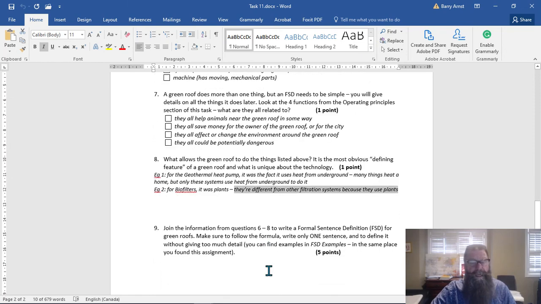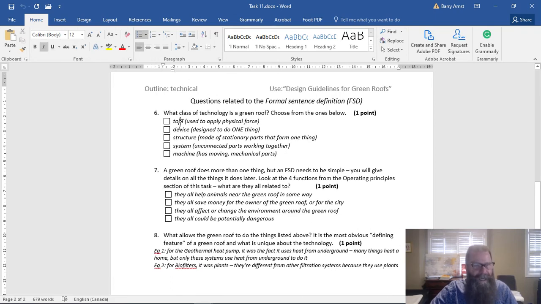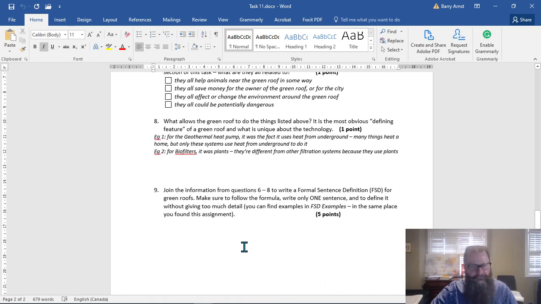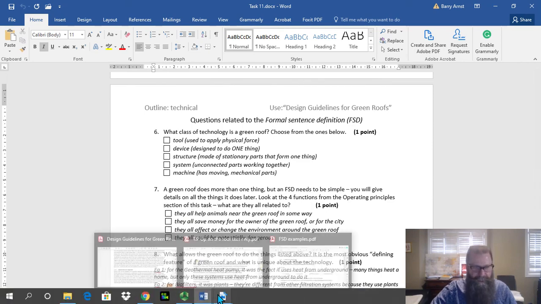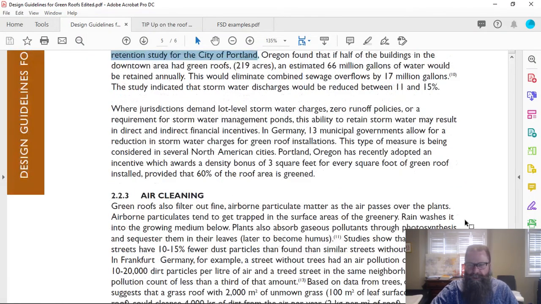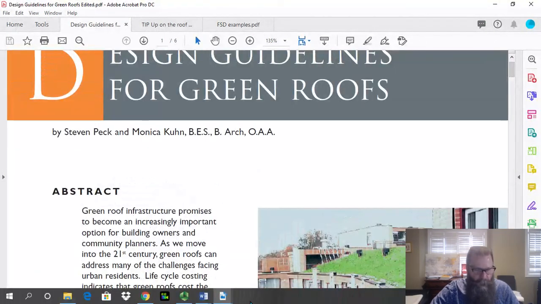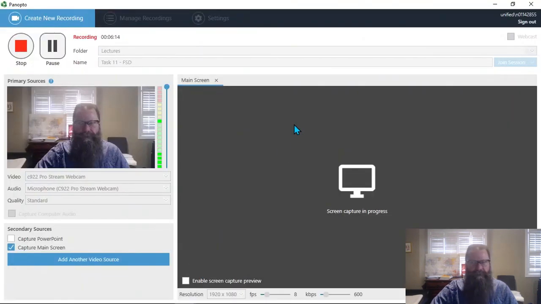Okay, so for number 9, you're actually writing that formal sentence definition. You want to take the class from number 6, the basic thing that it does from number 7, and how it does it, a defining feature from number 8. You put those all together, you make a formal sentence definition, right? And we're using, again, guys, information from, most of it you can probably do from the design guidelines for green roofs, but you know all about green roofs by now from the 2 articles that we've read. So that should help you do the formal sentence definition.